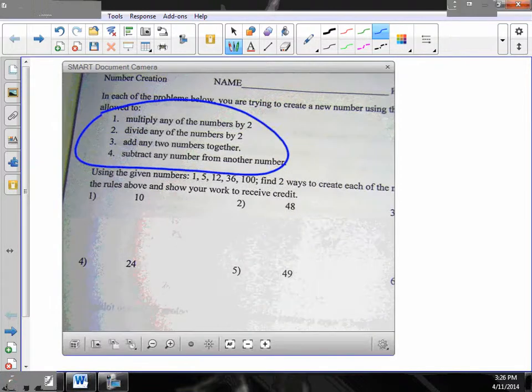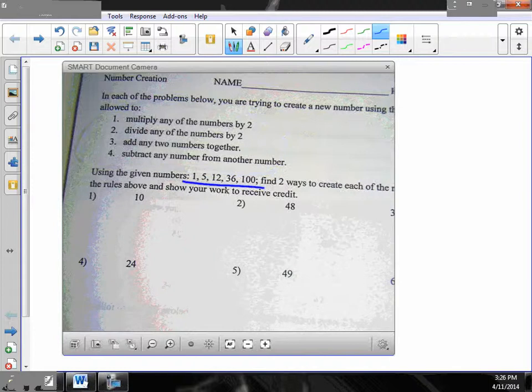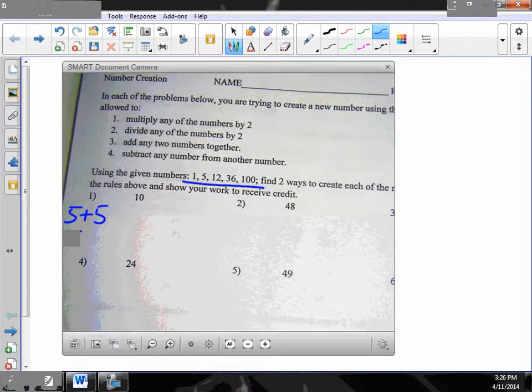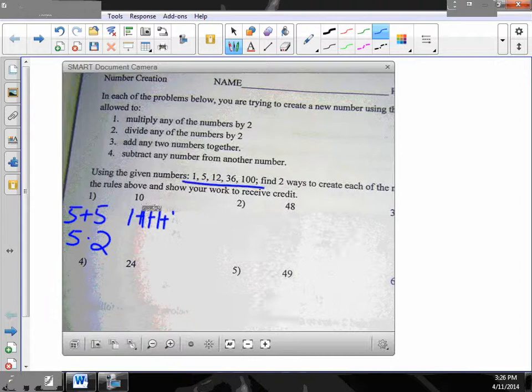So you're going to start out with a list. So here are 5 numbers. So you can multiply by 2, divide by 2, or you can add any numbers together or subtract any 2 numbers. And for each problem, you need to find 2 ways to create the given number. So for instance, number 1, I could do 5 plus 5. That's 10. I could also do 5 times 2. Okay? Or if you really wanted to, you could do 1 plus 1 plus 1 plus 1, and so on.